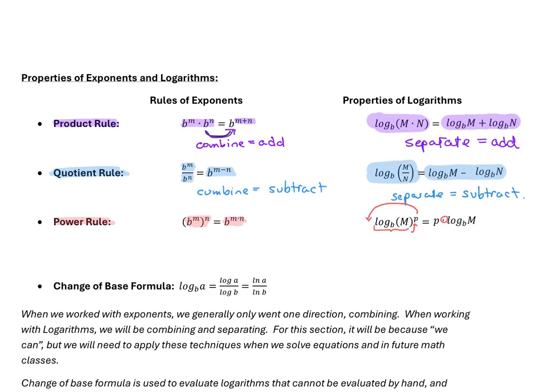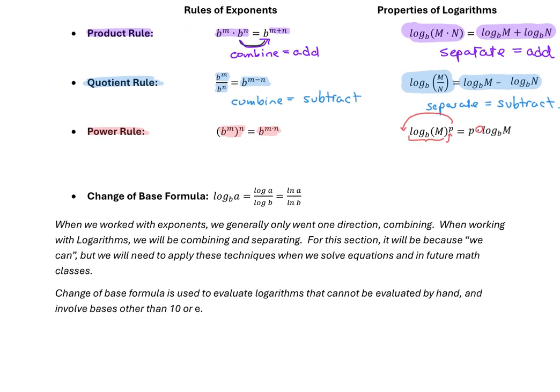Now, as I mentioned, with rules of exponents, we pretty much only went one way. We combined. When we talk about properties of logarithms, we are going to want to be comfortable with combining and separating. And just remember, when we combine, we turn it into multiply, divide. When we separate, we turn it into add or subtract.